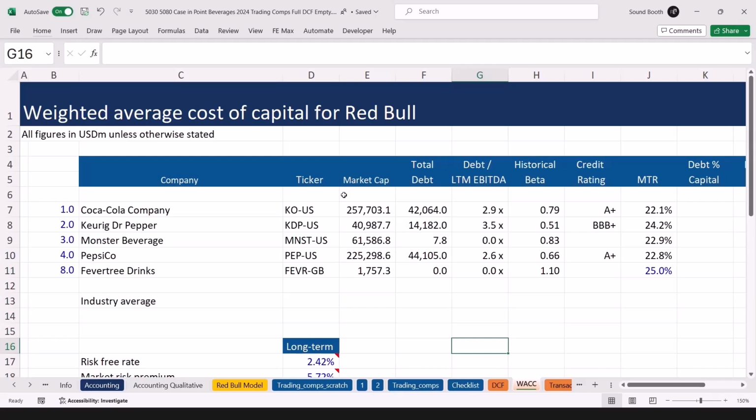And you can see here we've got our comparable companies. We've got Coca-Cola, Coke, Dr. Pepper, Monster, PepsiCo, and Beverages. And we've got some key data for them: the market cap, the debt, a leverage multiple, a beta, credit rating, and a marginal tax rate.